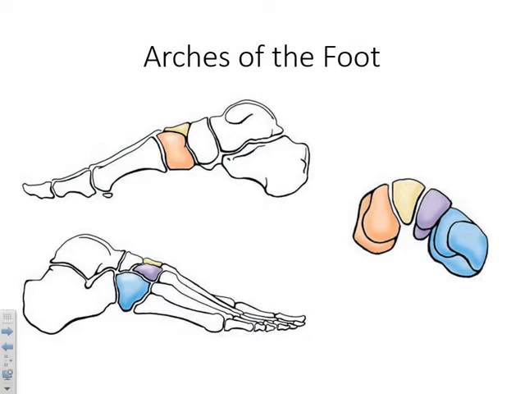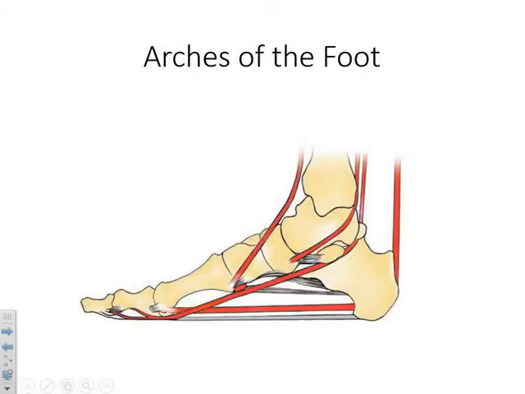The arches are maintained in 2 ways. First, based on the bony architecture. So we look at a number of these structures have a wedge-shaped appearance to them that naturally create these arches. Most prominent in the transverse arch, where we see the wedge-shaped appearance of the 3 cuneiform bones, but also within a number of soft tissue structures.